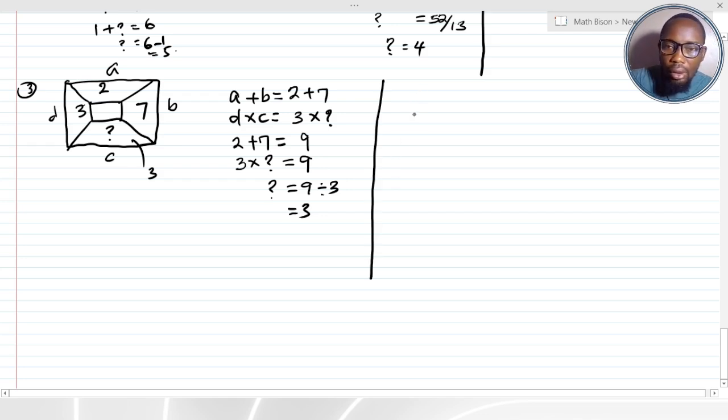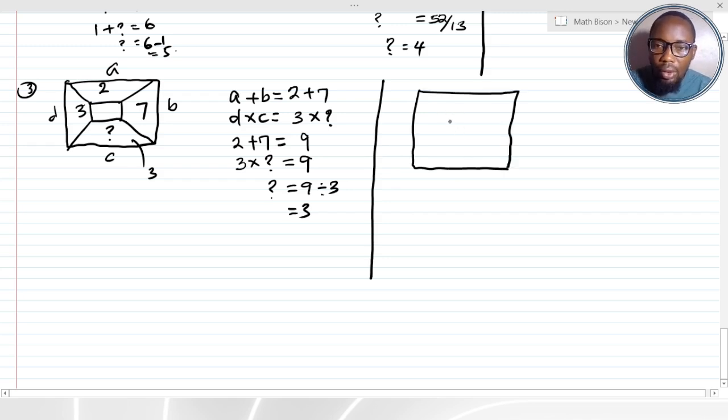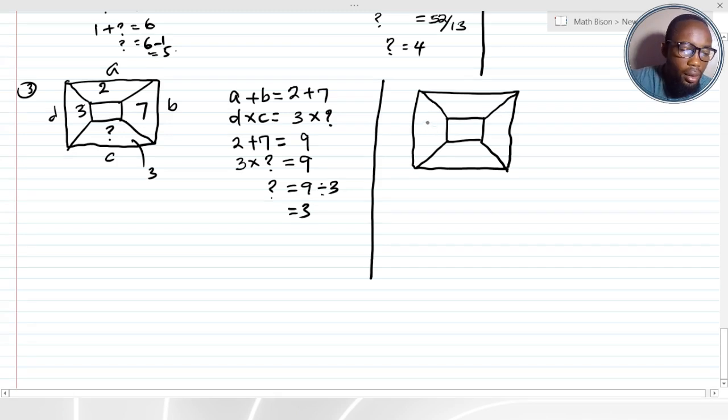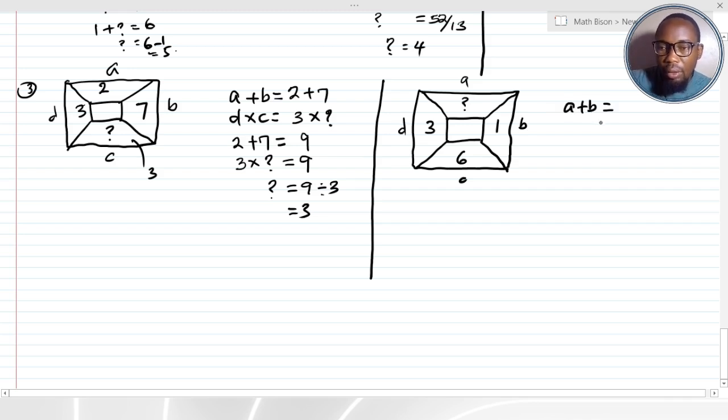For this sample, okay, let me do a clean one. Okay, in this one we have 3. There's a question mark up here. We have 1 and we have 6. So I'm labeling again as part A, B, C, D, such that A plus B gives the same answer as D times C. A plus B in this case is a missing number plus 1. And D times C in this case is 3 times 6.